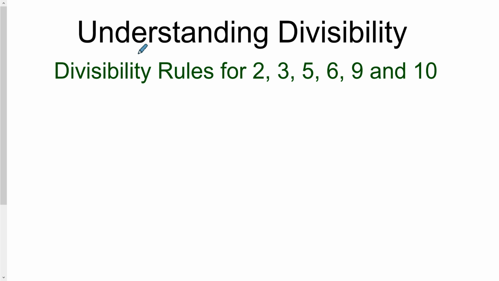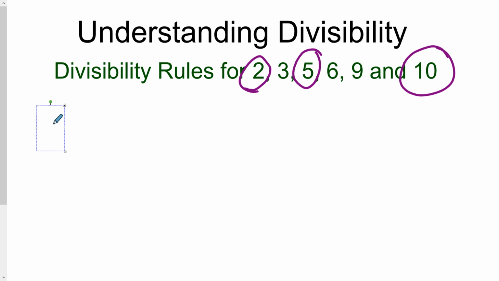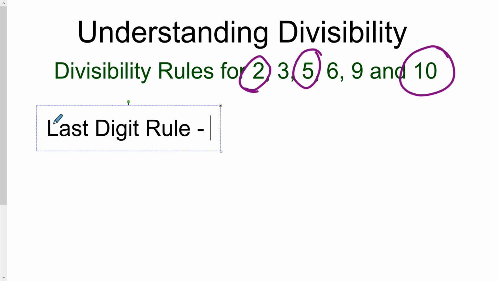Let's take a look at our rules for divisibility. Now we can really look at our rules for divisibility in three parts. So the first part is our 2, our 5, and our 10. Now this one I call our last digit rule. And I'll show you why.